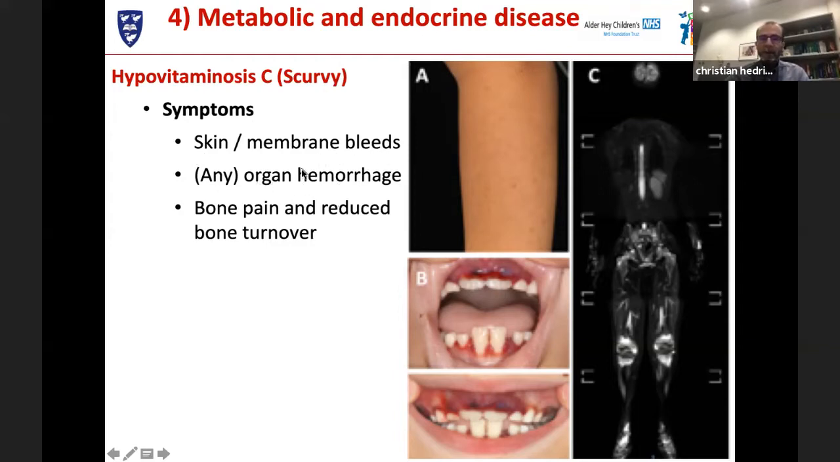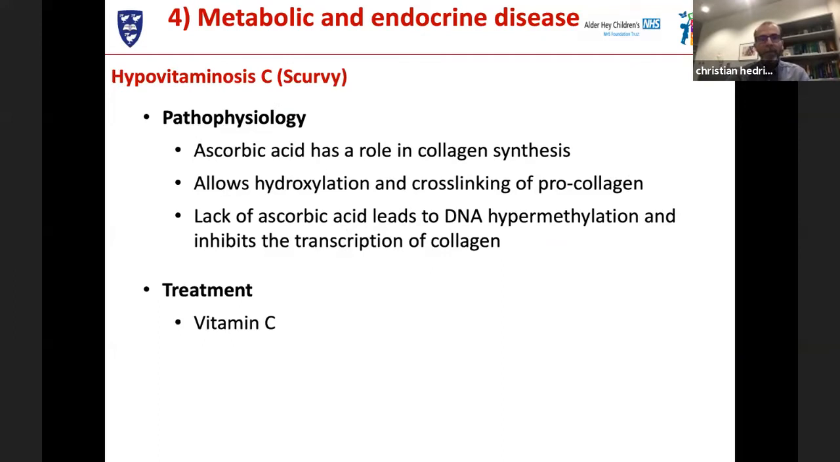Technically, all organs can show some degree of hemorrhage, which can also be life-threatening in some cases, and bone pain and reduced bone turnover, which in this case was the reason for being referred to Alder Hey Children's Hospital. The pathophysiology of scurvy has to do with the role of ascorbic acid, so vitamin C, in collagen synthesis. It's involved in cross-linking of procollagen fibers.